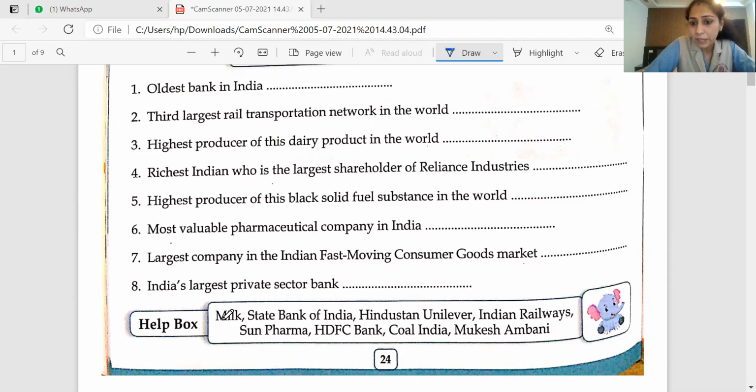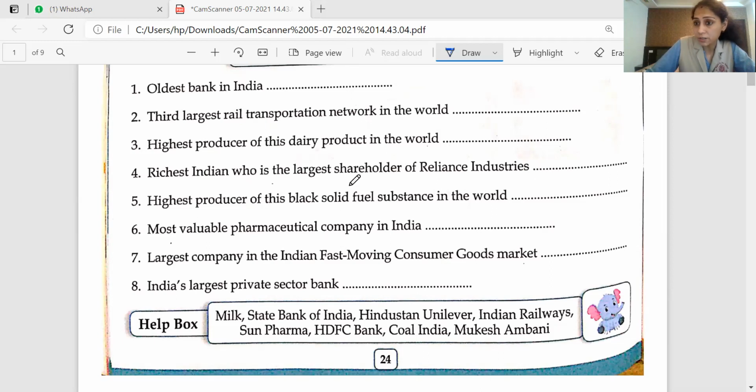So they are two brothers, but they split quite long back after the demise of their father. They both got split in terms of property. But Mukesh Ambani boomed a lot. He got huge success. He is one of the richest men in India, and on the Forbes magazine also, he got his name listed amongst the richest persons of the world. So he deals with Reliance Industries, and not to forget, Jio belongs to Reliance only, which has really boomed the telecom arena of India. Highest producer of this black solid fuel substance in the world.